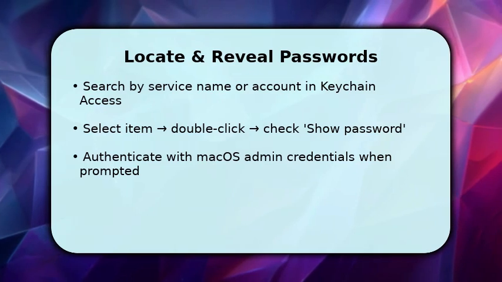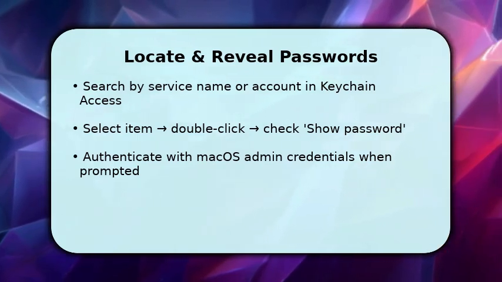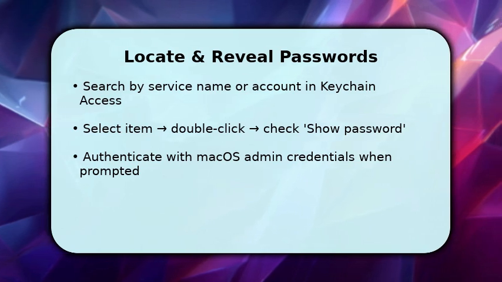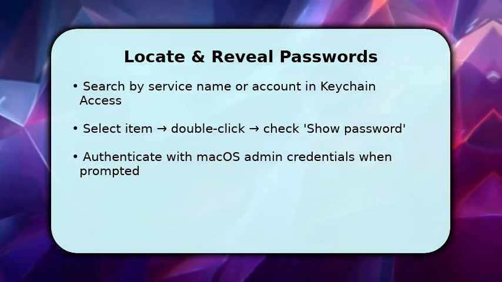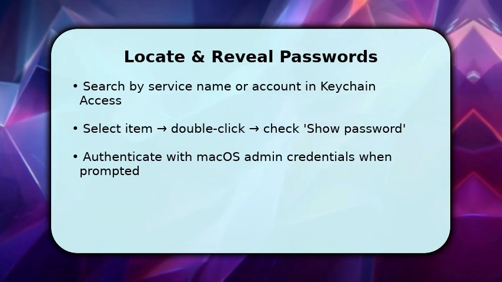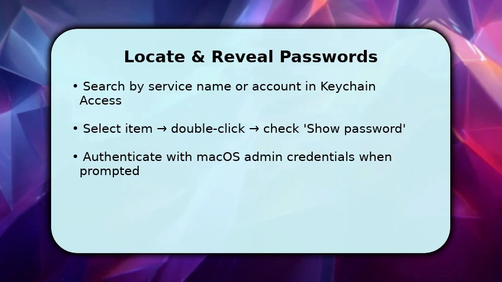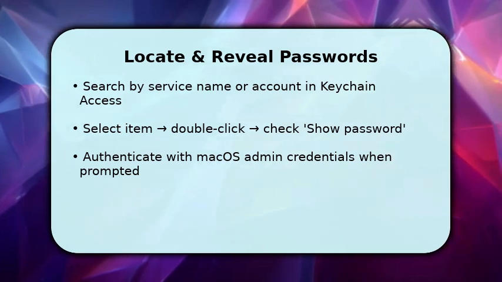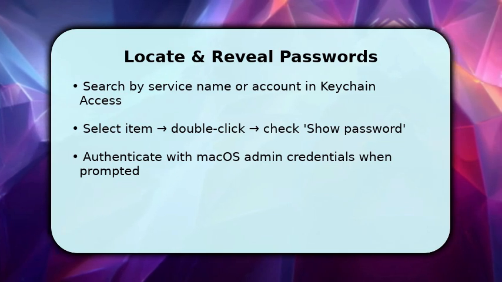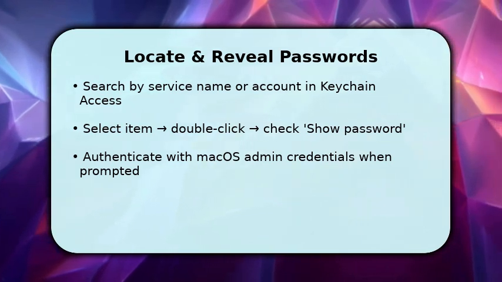You now find the credential. Type the app, website, or service name in Keychain Access's search box to narrow results. Once you see the correct entry, double-click it to open details, then check the Show Password box to reveal the secret. When prompted, authenticate with your macOS admin username and password. This step prevents unauthorized viewing.